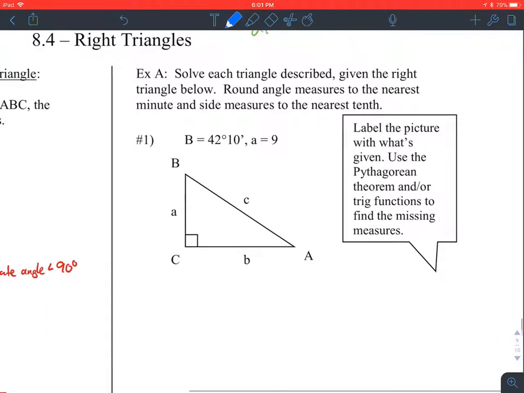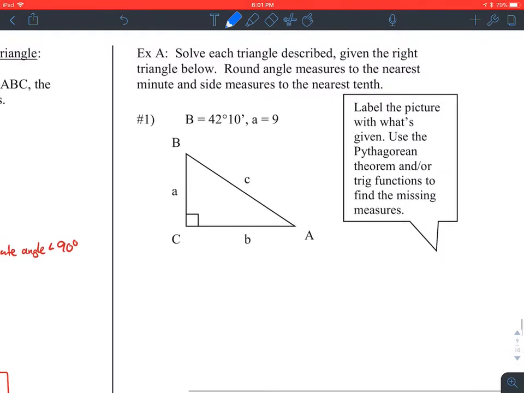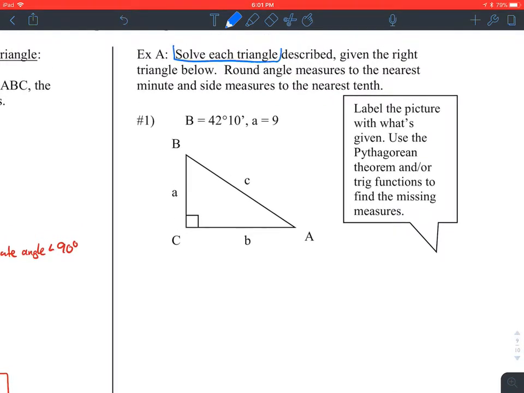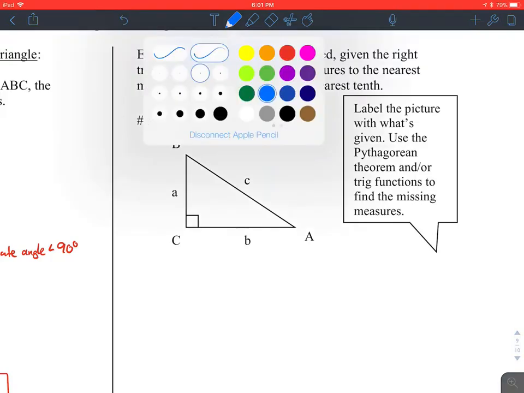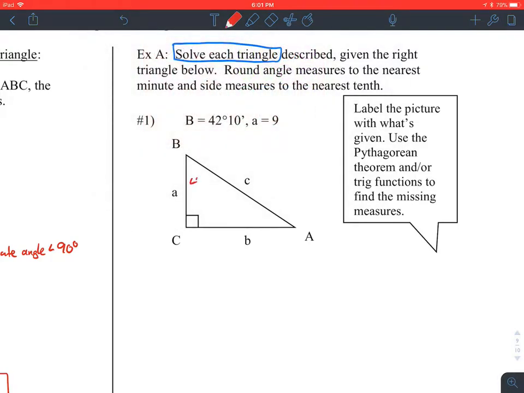Let's do an example. The directions: solve each triangle. That means find all three measures of sides and all three measures of angles. Given the right triangle below, round angles to the nearest minute and sides to the nearest tenth. We are told that angle B is 42 degrees and 10 minutes. We are told side A is 9.